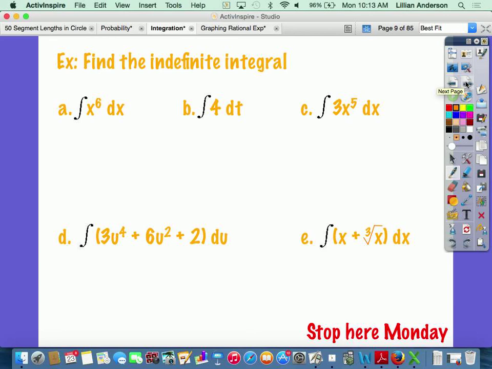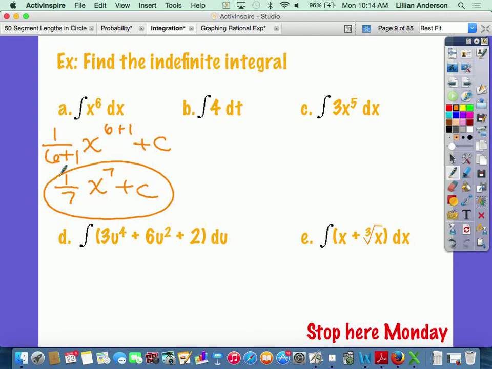A, which rule am I going to apply here? Power, constant, constant multiple, or sum or difference? Power rule, okay? We've been working with this already. Power rule means we just do what? 1 over 6 plus 1, x to the 7, and you can't forget your plus c. So my answer here is going to be 1/7 times x to the 7 plus c. There's a power rule there.